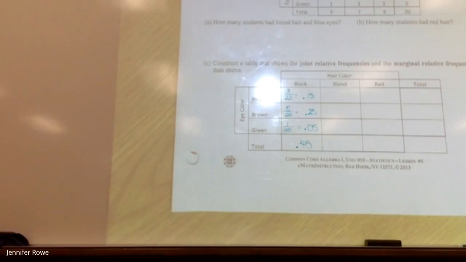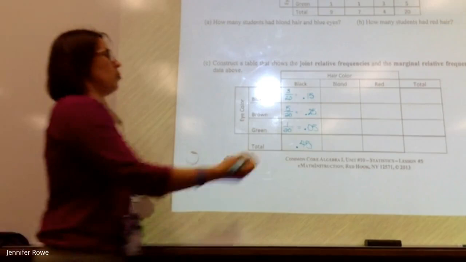Okay. Now let's go on to blonde. How many kids had blonde hair and blue eyes? 4. Which would be 4 out of 20. Which is 20% or 0.20.